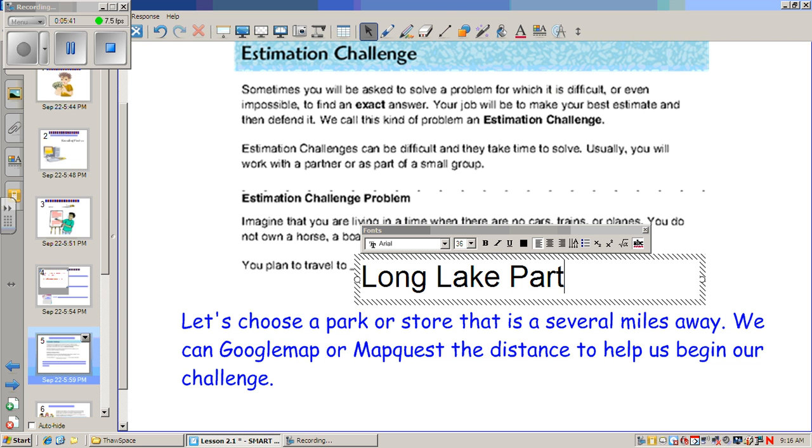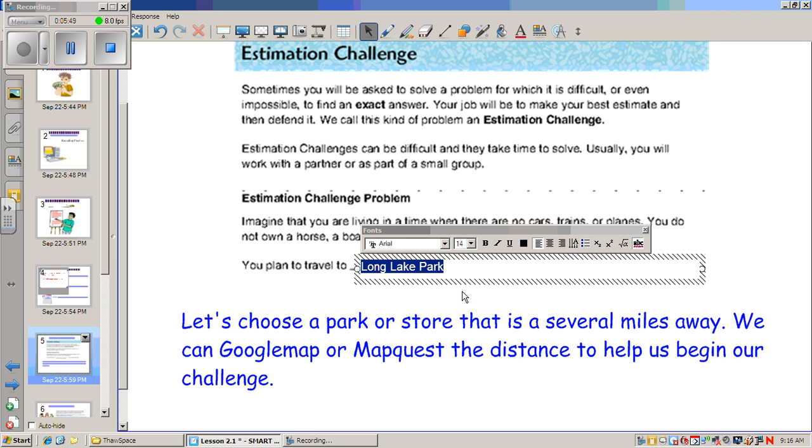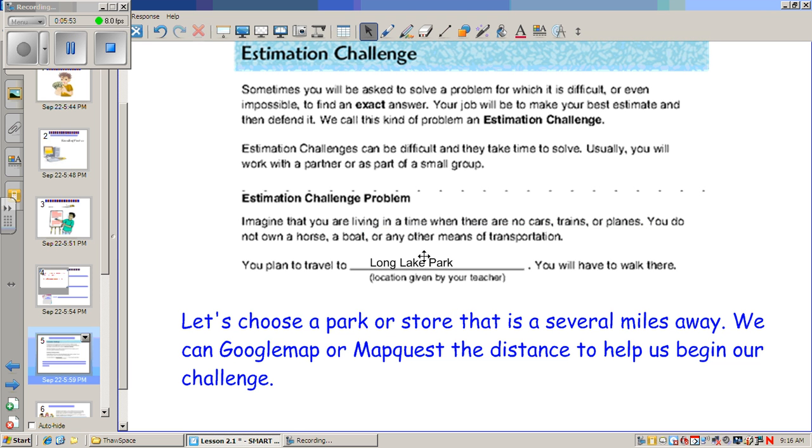Okay, so that's going to be our destination. And I need to change the size because it's a little bit big. So we're going to change it to about a 14. Okay, perfect. And Long Lake Park is what we're going to use. All right, so Long Lake Park is our destination.